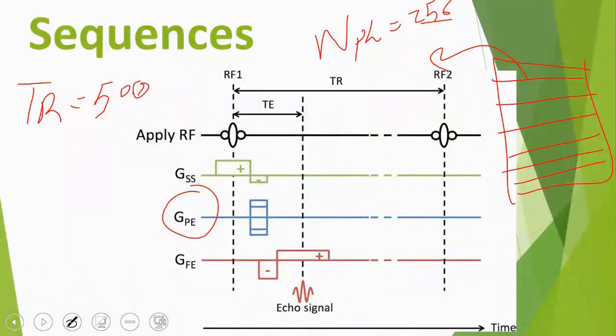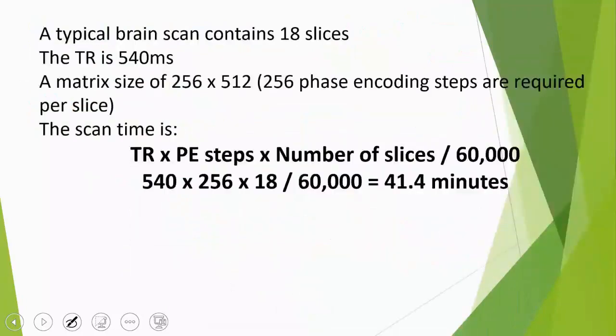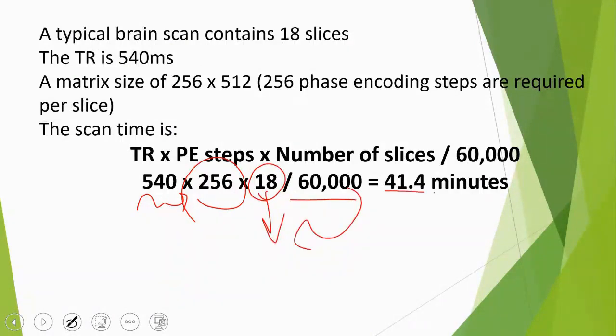Now, if I really want to know how my scan time will be calculated, if I say 540, which is my TR, multiplied by 256, which is what I do every time, divided by 60,000 to convert from milliseconds to minutes, the scan time would be approximately 41 minutes in total. This is a significant amount of time. In order to reduce this time in the fast spin echo sequence, they said we will make use of a period called data time.